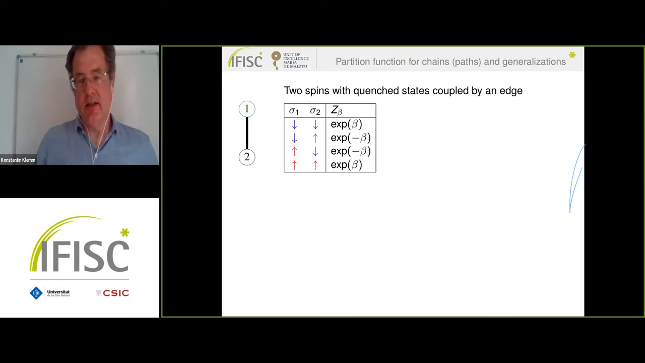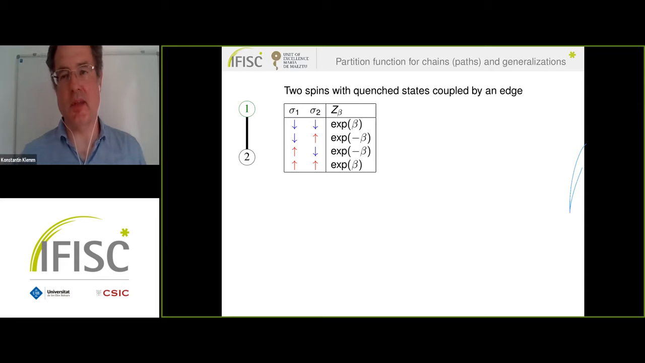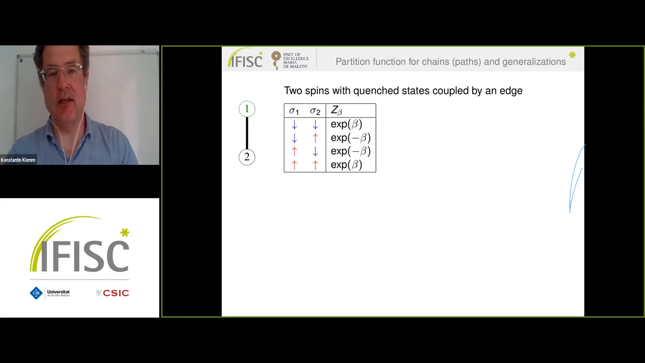Good. So let's start from scratch here. Disregard tree-like approximation and leaf propagation altogether. Now everything is back to exact.